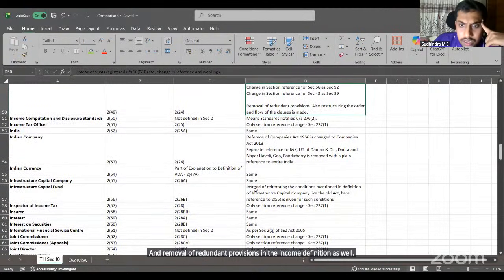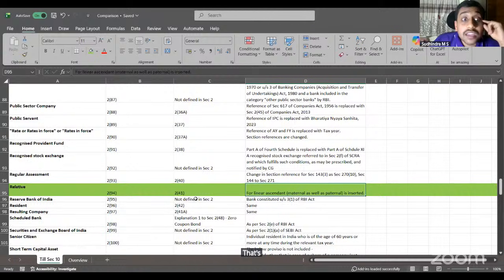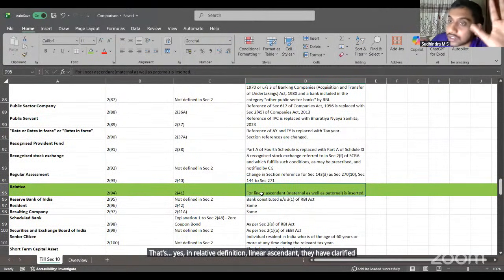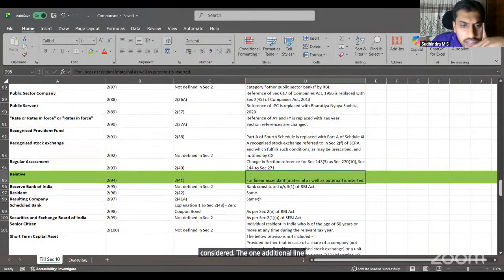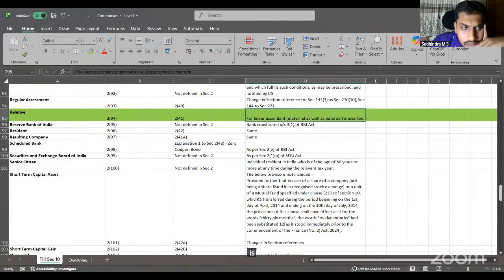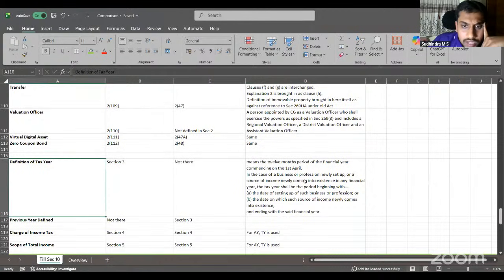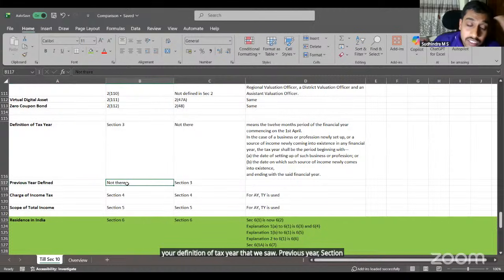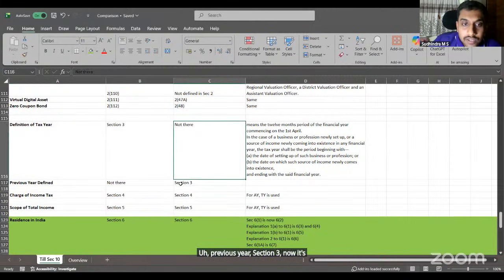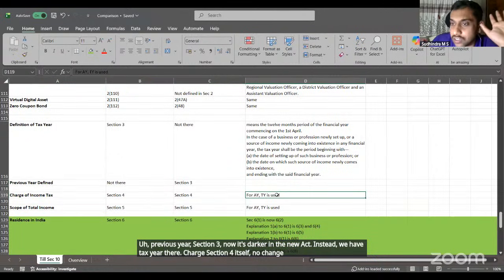I think that's it. Yes, in the relative definition, linear ascendant, they have clarified that maternal as well as paternal side, both are considered. One additional line of clarification is there. Yeah, the definition of tax year: we saw previous year in section 3 itself. Previous year, section 3, is now not there in the new act. Instead, we have tax year there. Charge, section 4 itself, no change; for assessment year, tax year is used.